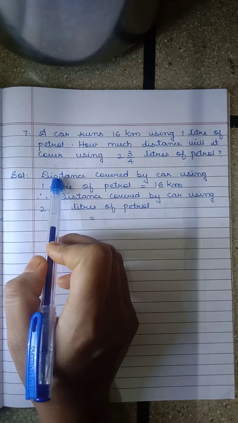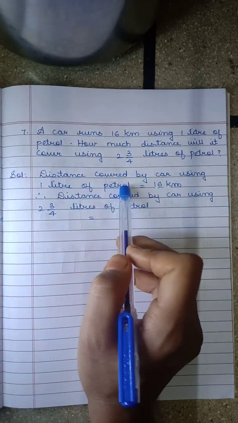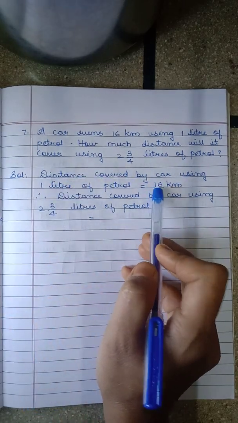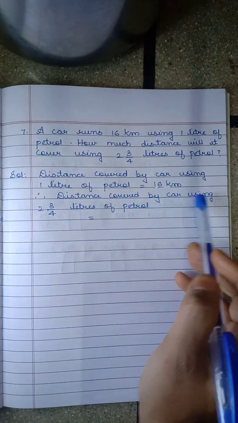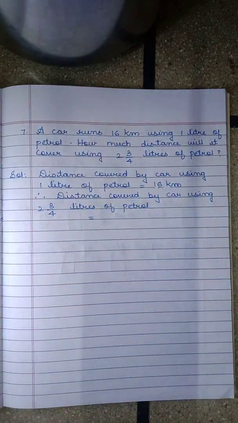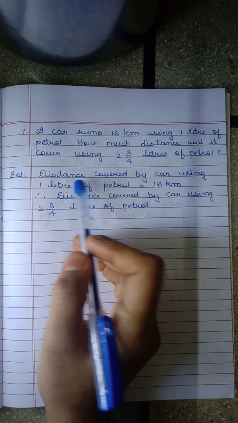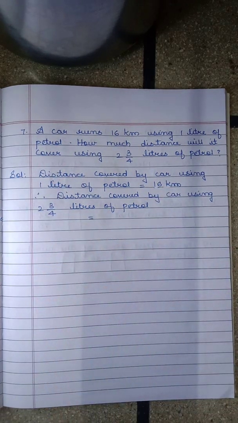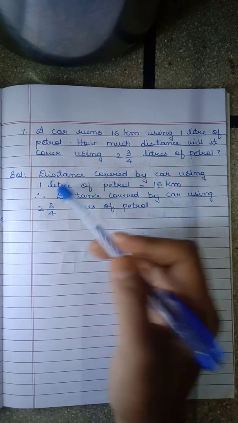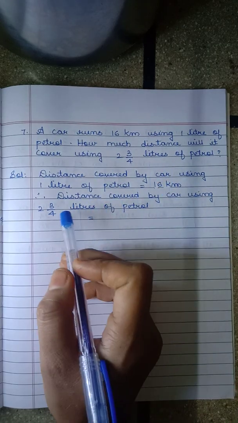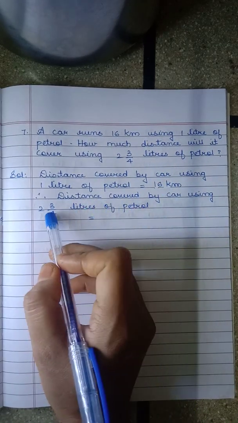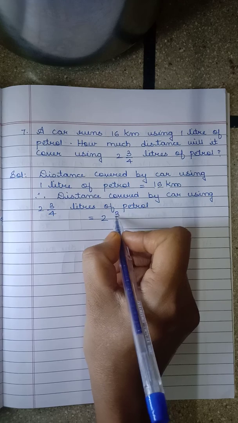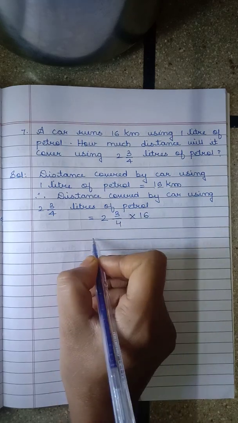Okay, so the statement you have to write first: distance covered by car using 1 liter of petrol is 16 kilometer. That is, in 1 liter it will cover a distance of 16 kilometer. So therefore distance covered by car using 2 integer 3 by 4 liters of petrol will be nothing but 2 integer 3 by 4 into 16. 1 liter, 16 kilometer. 2 liter will be 2 into 16. 3 liter will be 3 into 16. Similarly, in 2 integer 3 by 4 liters of petrol, you have to multiply 2 integer 3 by 4 into 16.